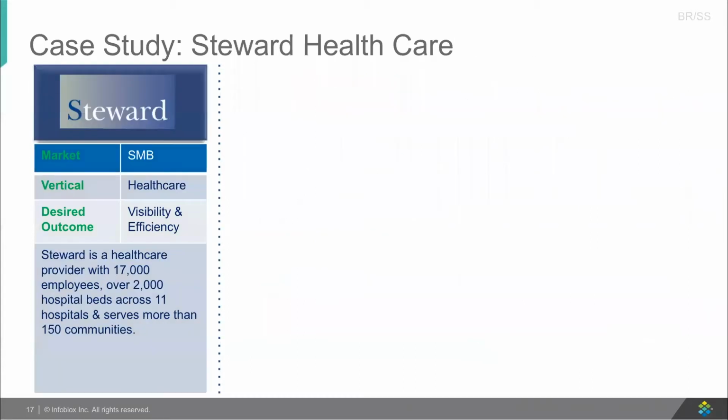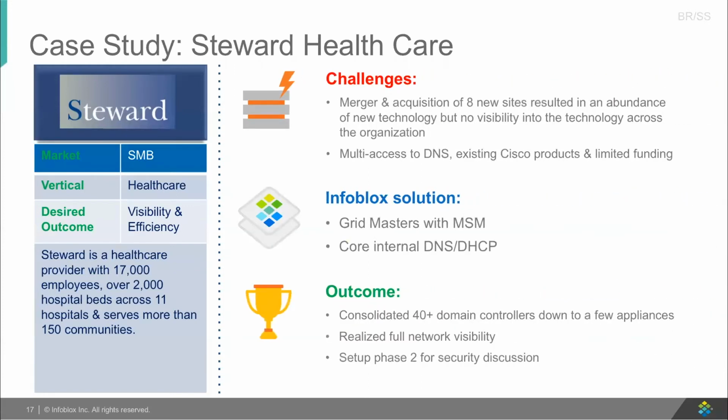Another one that we have is in the healthcare space. This is actually in the small to medium-sized business market, healthcare, of course. And again, they were looking at visibility and efficiency. Perhaps maybe some of you know Steward. They have 17,000 employees, 2,000 hospital beds, 11 hospitals, and they serve more than 150 communities. This is not a small organization, more medium-sized. But Steve, what were they looking for? What were their challenges?